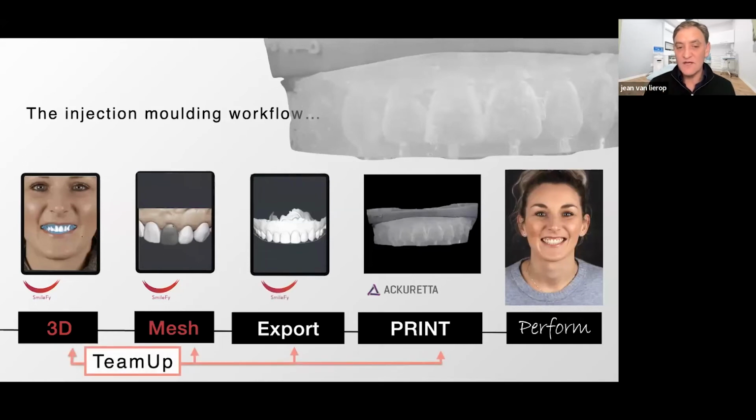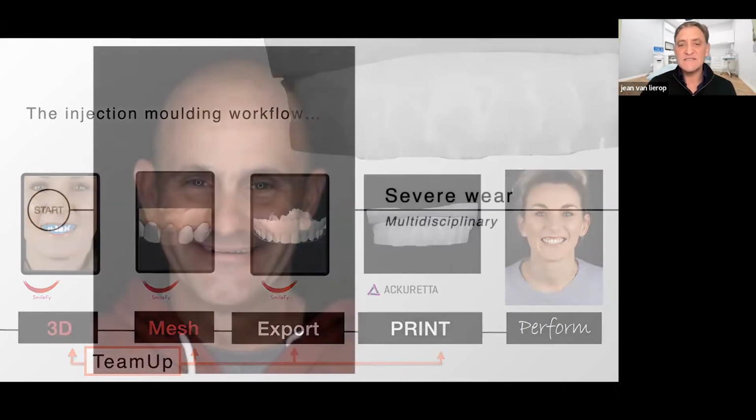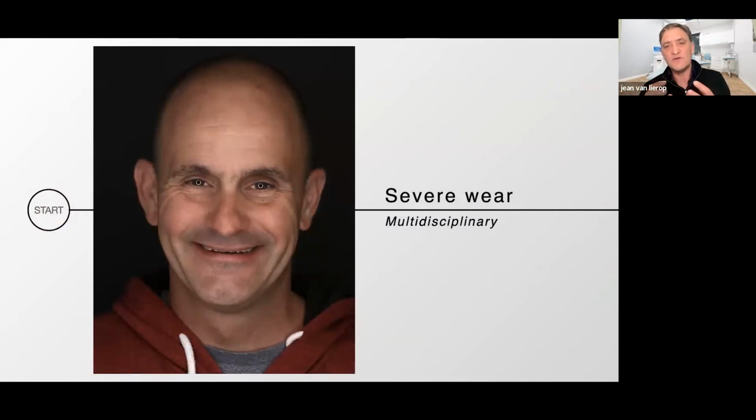And my laboratory becomes a very important part of that process through the TeamUp app. Through TeamUp, I'm able to connect with my laboratory in the 3D, within the mesh, and in exporting the file. And when they're exporting that file, they're printing it through the printer, we can then have everything that I need. Okay. And that is a kind of overview of how we'll then go in an injection molding type of case and a resin-driven restorative case.